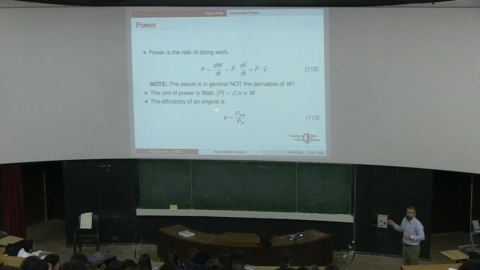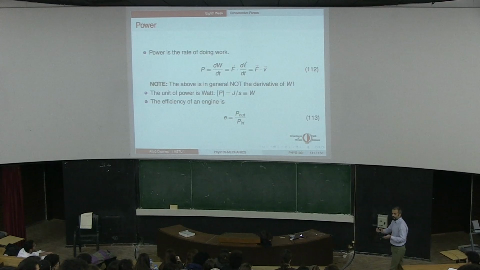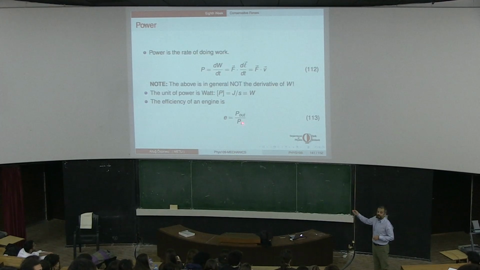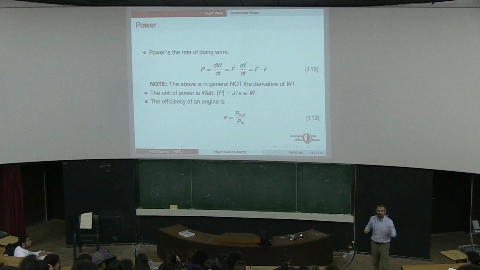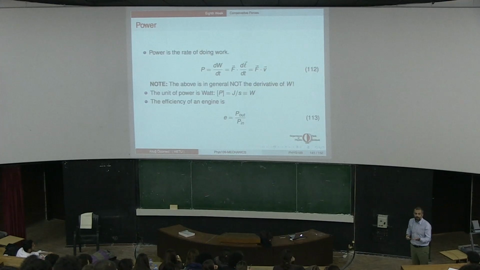The efficiency of the car will be more or less constant. It will not change. But that means the output power, that is the power that is causing your car to move, is also increasing. So increasing RPM means your output power is increasing. A larger RPM means larger output power.